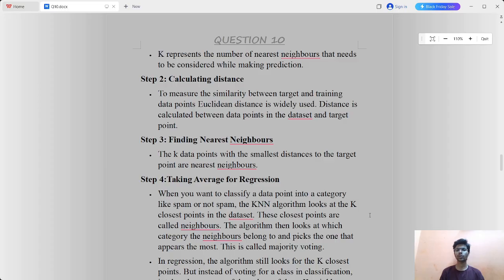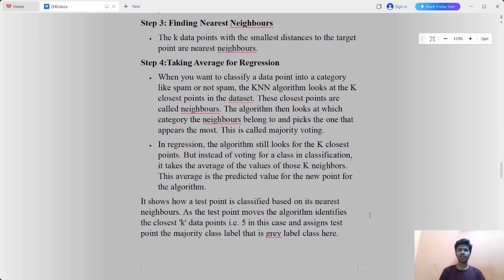Euclidean distance is widely used. Distance is calculated between the data points in the dataset and the target point. Third step, finding the nearest neighbors. The k data points with the smallest distance to the target point are the nearest neighbors. Fourth step, taking the average for regression.